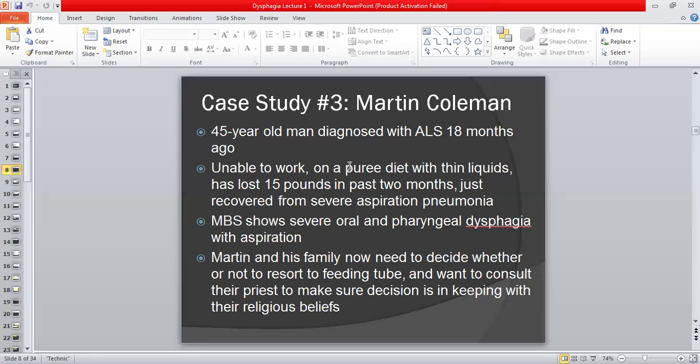So it's a big decision. Should we go for a feeding tube? Should we go for a G tube? Because the consent of the patient is important. And here again, this is what Martin's family is confronted with.